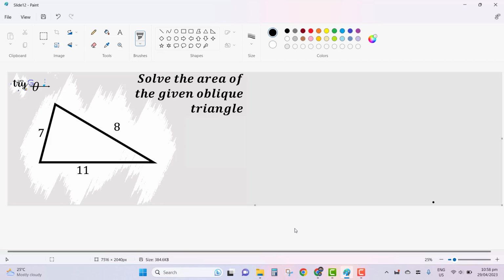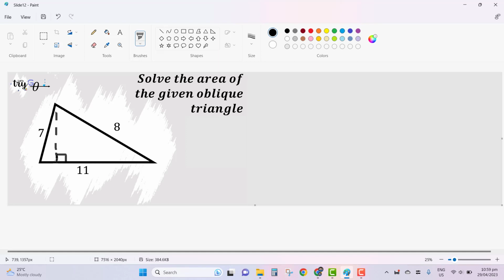Hello, welcome back. For this video, we will solve the area of this given oblique triangle. In solving the area of an oblique triangle, we cannot use the usual formula of area, which is equal to 1/2 of the product of base and height. That is because for an oblique triangle, we still don't know the measurement of this perpendicular line towards your base we call as height. But we have two different formulas that we can use here.